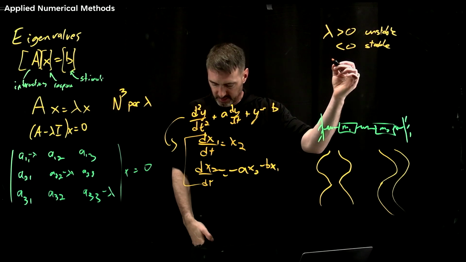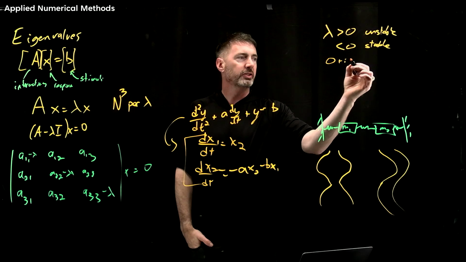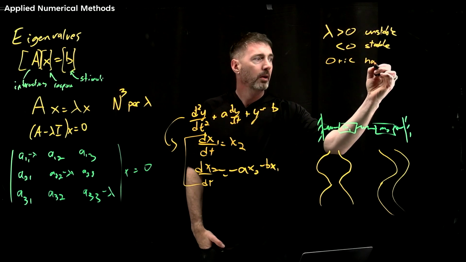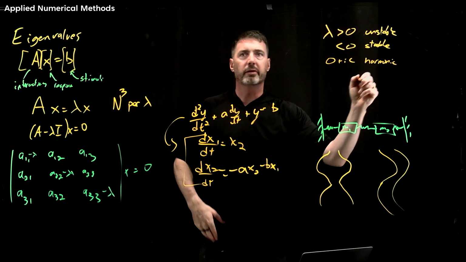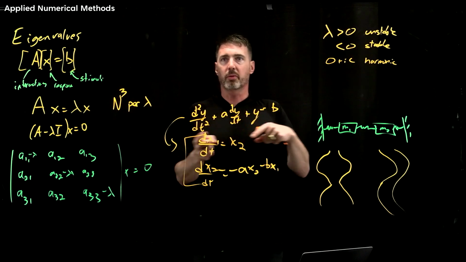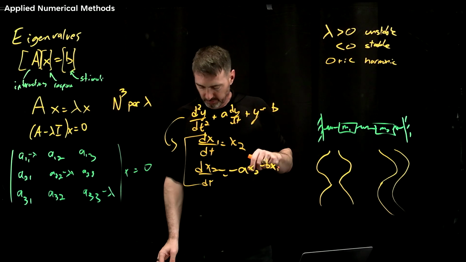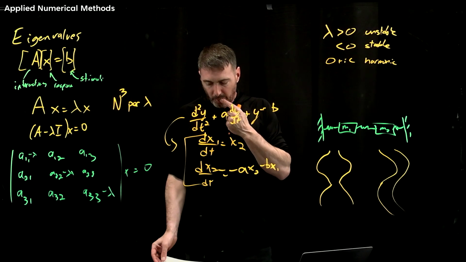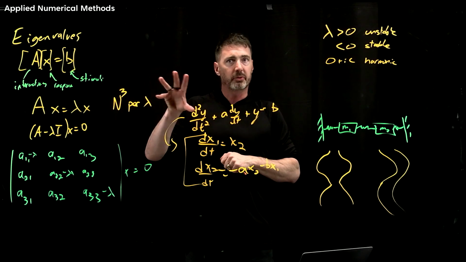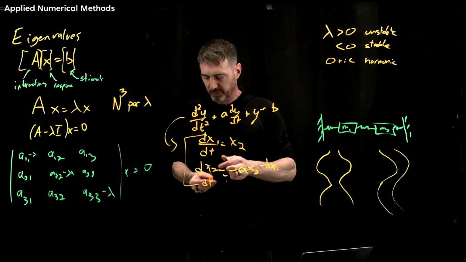And then if you have 0 plus an imaginary form, this is your harmonic. This is where your system is just going to keep swinging back and forth between a couple of different states. So this is a pretty important step. You can dig in a little more, but I'm trying to focus this on both the practical and the computational part of it.